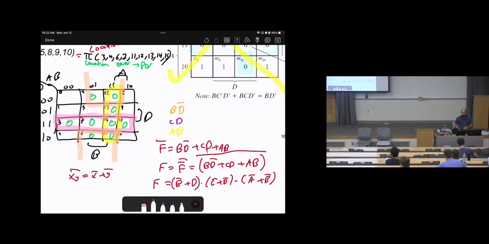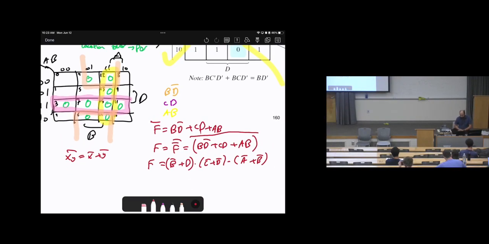So what's the benefit of this? We will get the final function F as product of sums. They are sums, then products. Right? Okay? Any question? Now, you should know how to do the homework problems in an easy way.